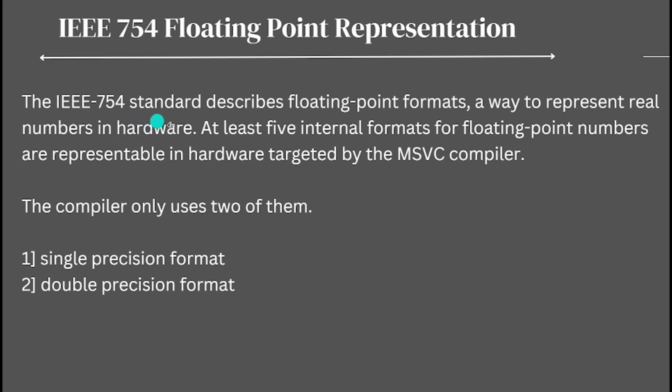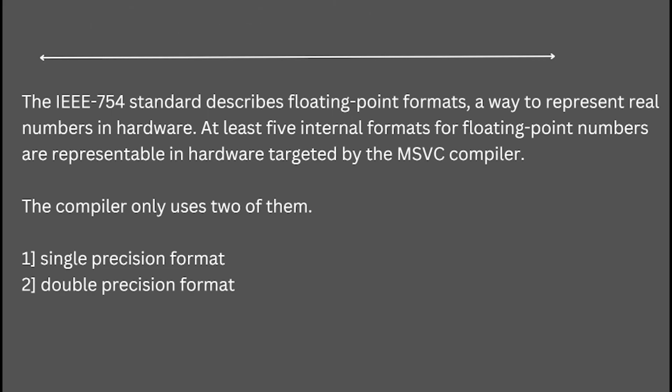IEEE 754 standards describe floating point formats, a way to represent real numbers in hardware. At least 5 internal formats for floating point numbers are representable in hardware targeted by the MSVC compiler. The compiler only uses two of them. Those are single precision format and double precision format.